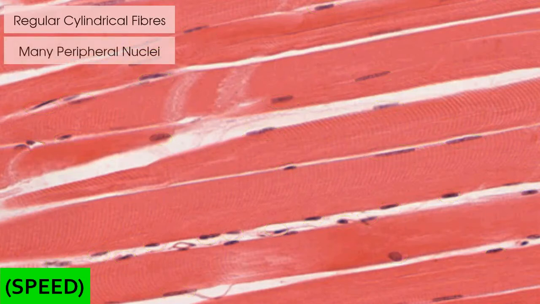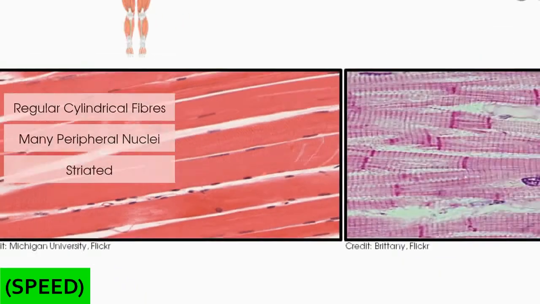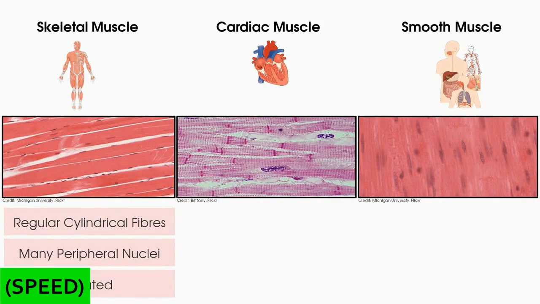And finally for skeletal muscle, hopefully you can already see this, but I'm going to draw it on screen if you can't: the stripy appearance of skeletal muscle fibres. These stripes are known as striations, and so we can say that skeletal muscle is an example of striated muscle. I'll review exactly what causes these striations later in this tutorial.